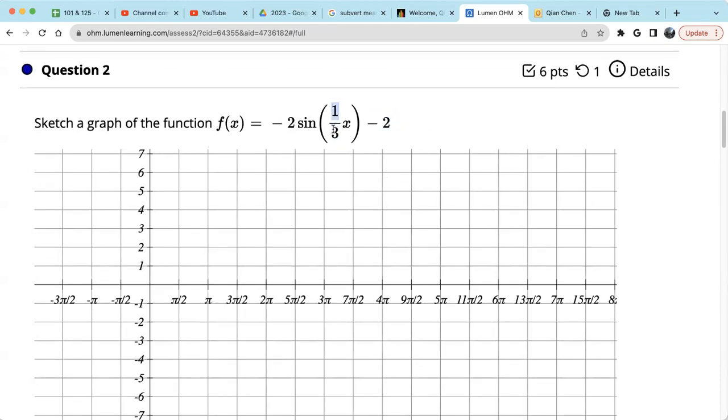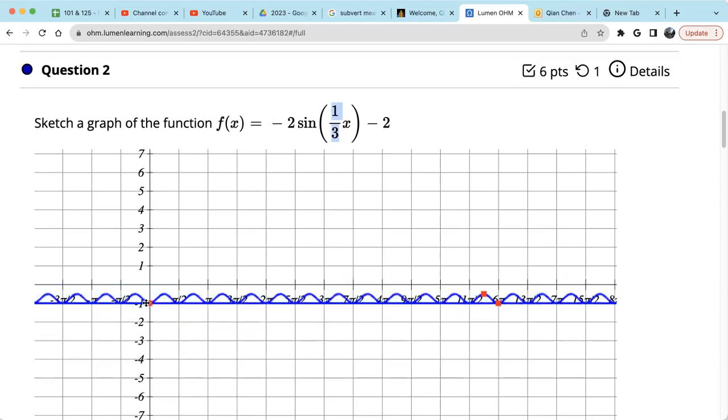So 1/3 divided by 2 pi, what do we get? No, it's 2 pi divided by b. So b is 1/3. 2 pi divided by 1/3 is the same as 2 pi multiplied by 3, which is 6 pi. So by 6 pi, we will finish one period.